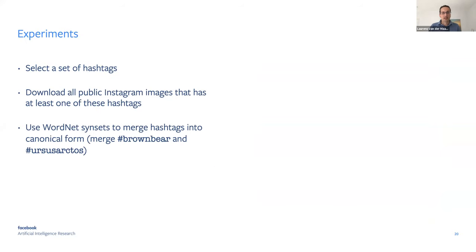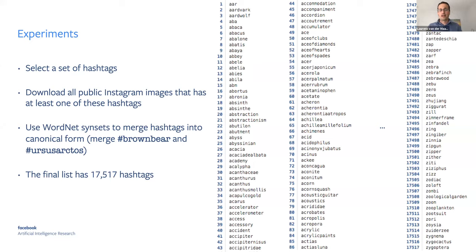So here's the experiment we did. We basically started from a set of hashtags, which was the set of all WordNet nouns. And we did some tiny pre-processing. We merged hashtags that we know are synsets in WordNet. So for instance, brown bear and Ursus arctos from WordNet, we know these are the same thing, and so we merged these into a single target. And then we downloaded all public Instagram images that have at least one of these hashtags associated with them. So the total set has about 17,500 hashtags.